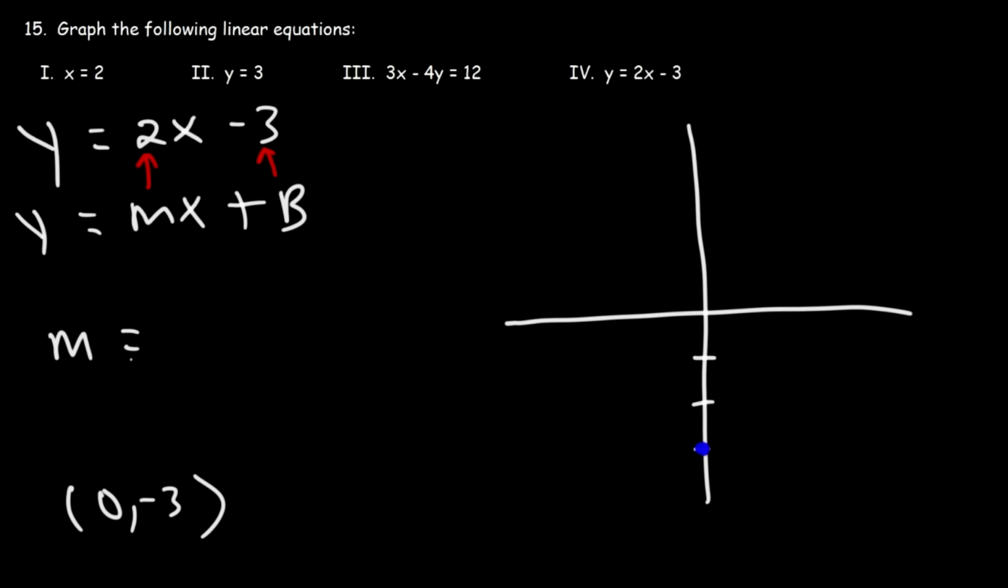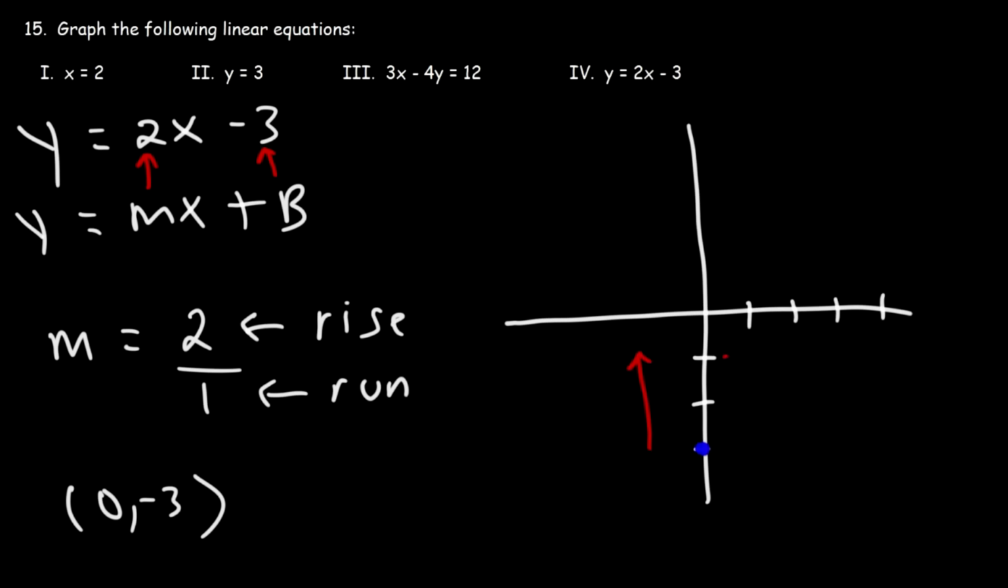Now the slope is basically the rise over the run. The slope is equal to 2, but you want to set it up as a fraction. 2 is the same as 2 over 1. So 2 is the rise, 1 is the run. So what we're going to do at this point is travel up 2 units and then 1 unit to the right. And so that's going to give us the point 1, negative 1.